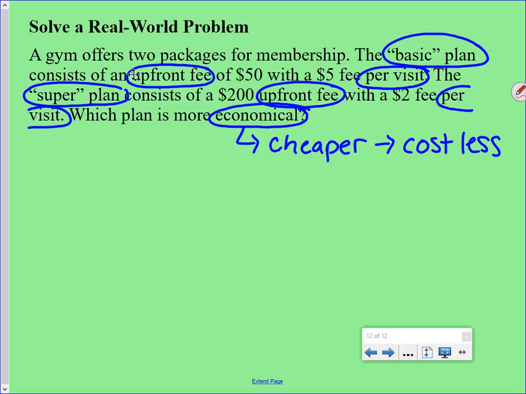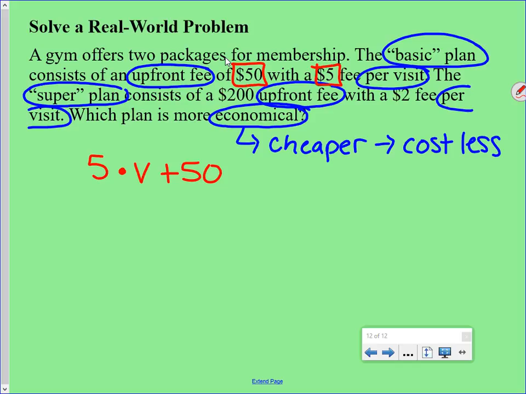The basic plan consists of an upfront fee of $50 with a $5 fee per visit. So $5 per visit means we're multiplying it by the number of visits we take. And then we're adding in that upfront fee. That means you have to pay that $50 right away. So before you can get the membership, you have to pay the $50, and then you pay $5 every time you go to the gym.